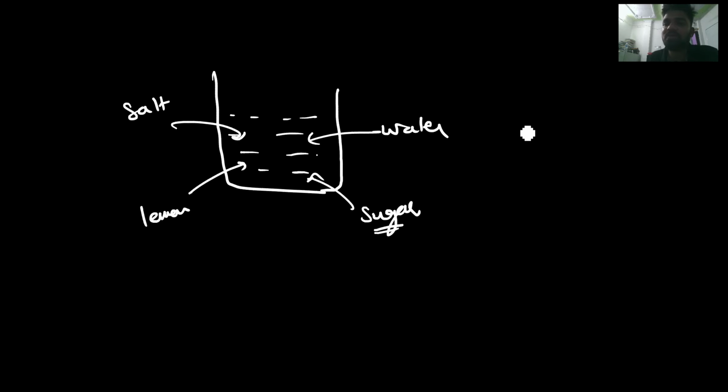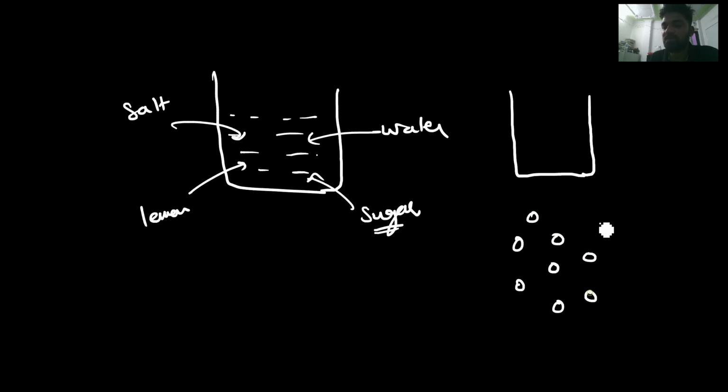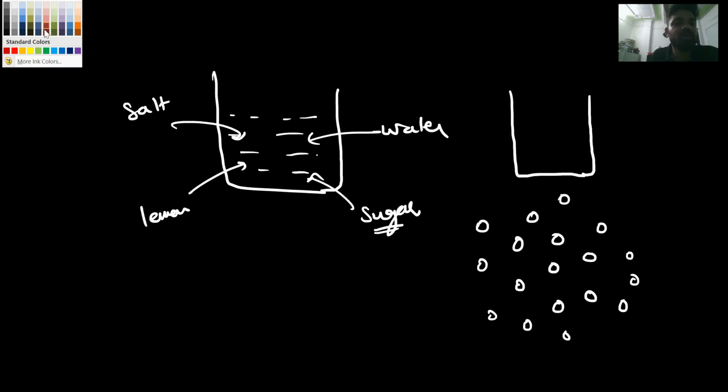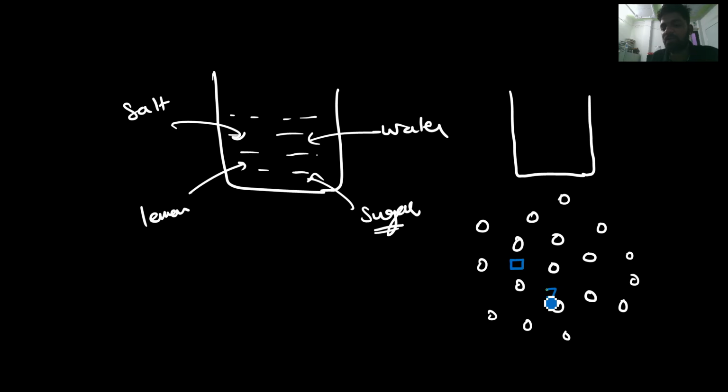So what actually happens in mixtures is that the substances we are mixing, I'm assuming this is the particles of water, have some intermolecular space. The sugar particles are going to enter the intermolecular space. They are not chemically bonded, they are only physically bonded, with just a force of attraction, but they are not making any chemical bonds.